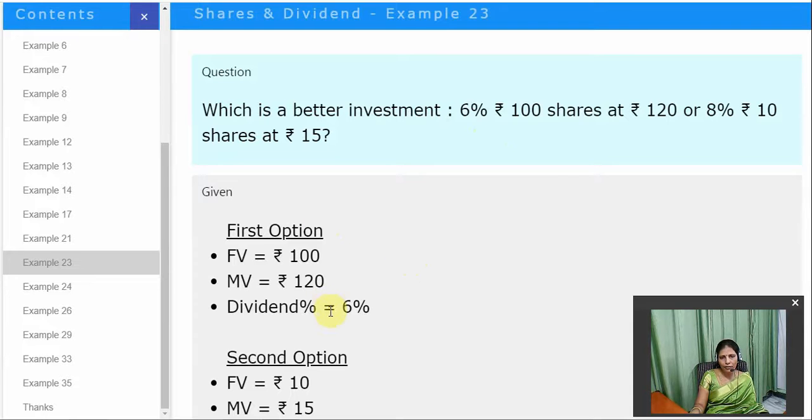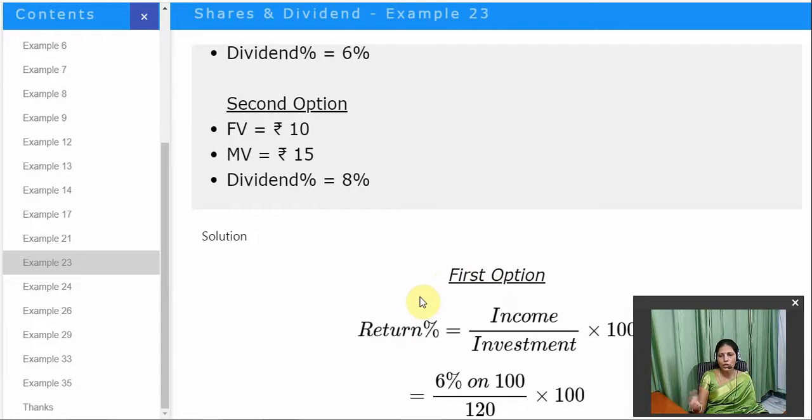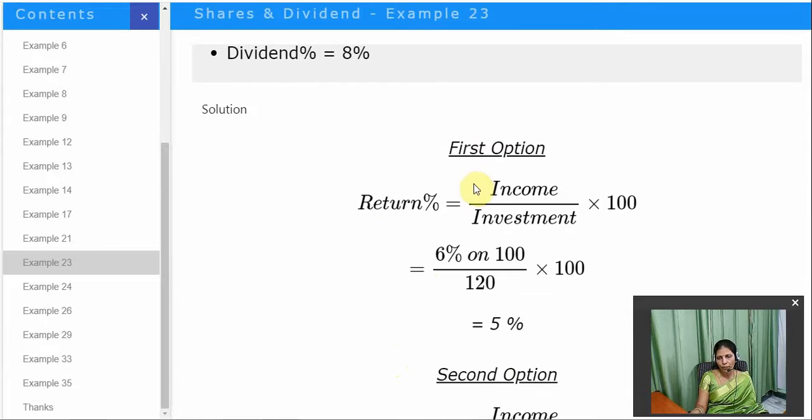Now this is the given data I have written. I have written it as first option, or you can write first company. The face value is 100 rupees, market value is 120 and the dividend percentage is 6%. And the second option is this, face value is given, market value is given, dividend percentage is also given. So from both the options you need to find what is your return percentage. So return percentage is equal to income by investment into 100. This is the formula to find the return percentage. Return percentage or rate of return, everything gives the same meaning, right?